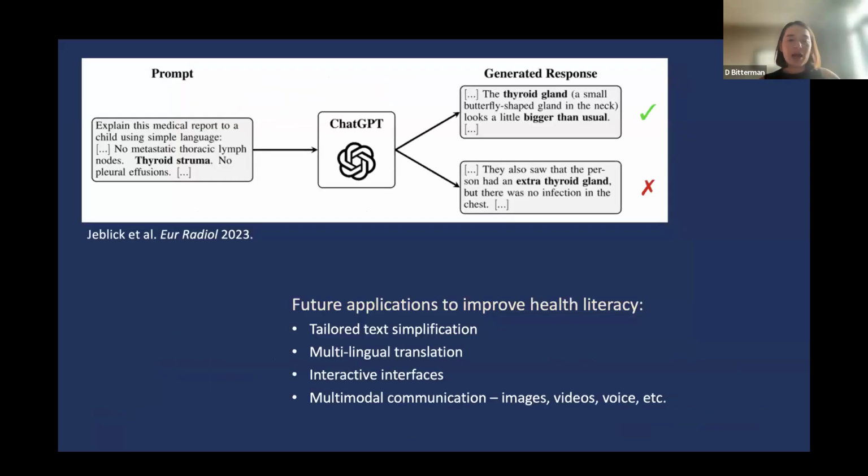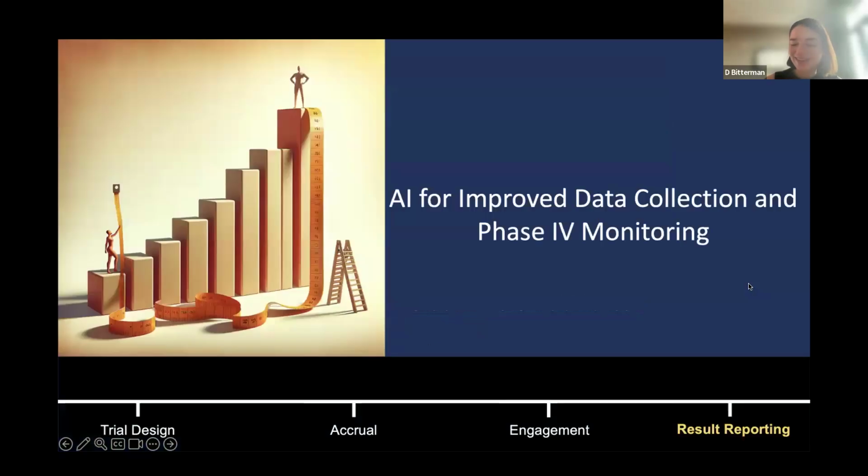So what are some future applications here? Language models can be used to improve health literacy by tailoring text simplification, multilingual translation, interactive interfaces, and multimodal communication. So the ability to give information in ways other than just text, providing it in images, videos, voice, et cetera, different formats, depending on what each patient will learn best from.